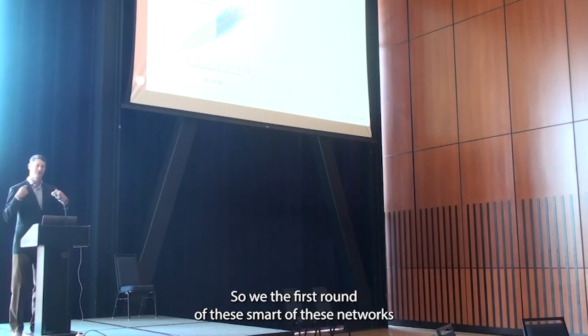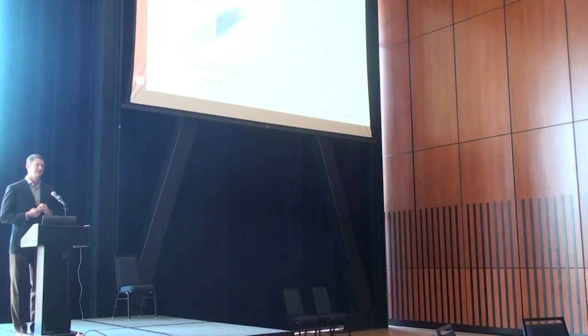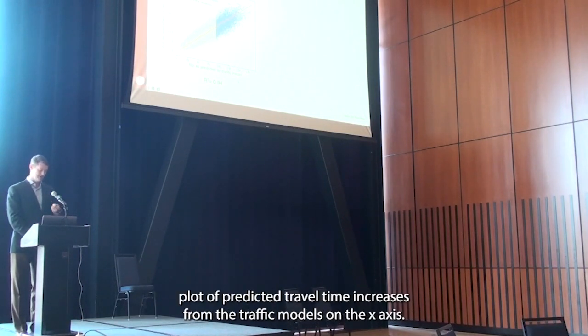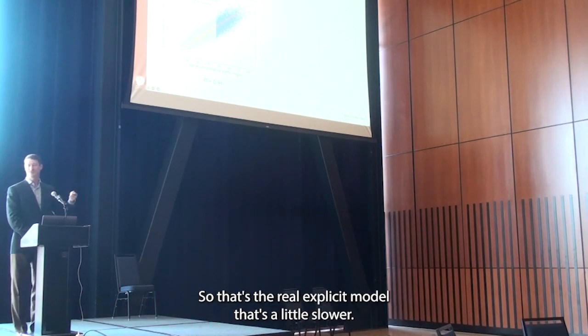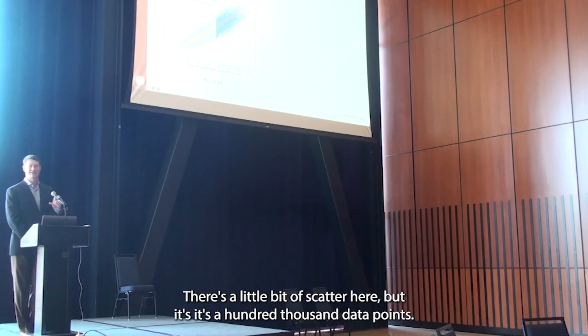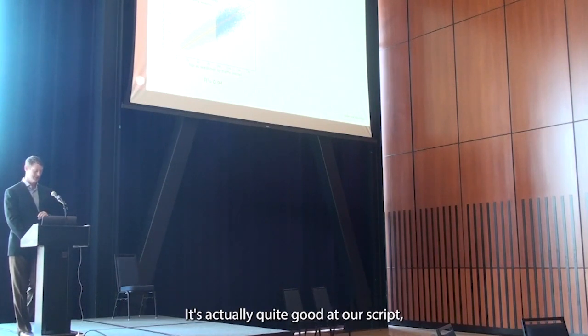So the first rounds of these neural networks worked very well on average for predicting the travel time. This is a scatter plot of predicted travel time increases from the traffic model on the x-axis. So that's the real explicit model that's a little slower. And then the y-axis is the same prediction from the neural network. There's a little bit of scatter here, but it's 100,000 data points, so you're just seeing the envelope. It's actually a quite good R-squared.